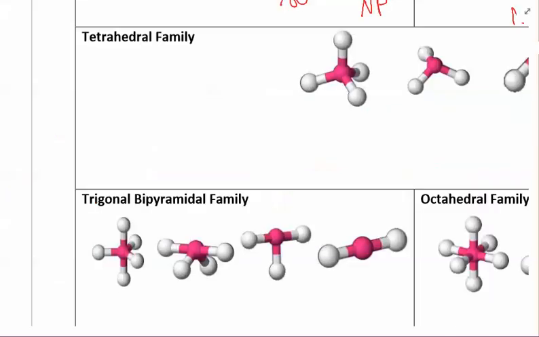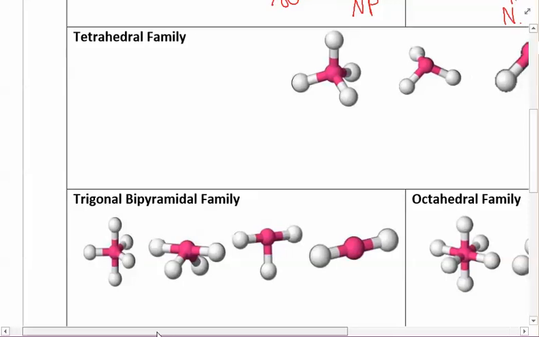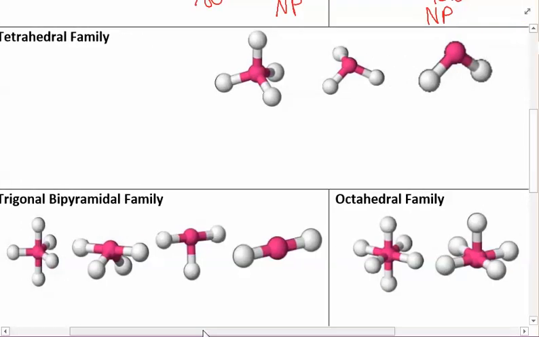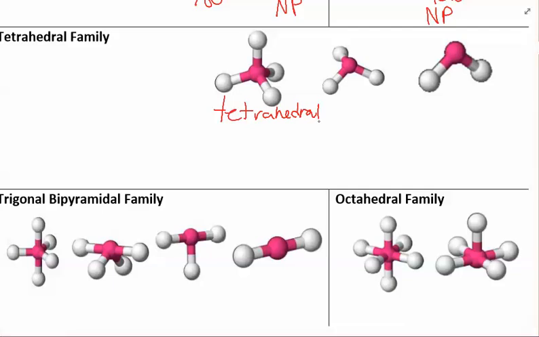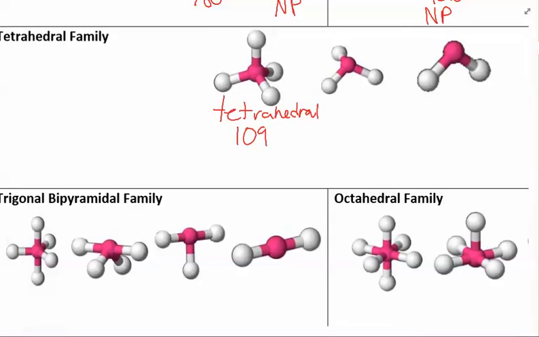Moving on to the tetrahedral family, we now have 3 members of the family. Following the pattern, the first one is tetrahedral. Remember, tetra from naming means 4, so we have 4 bonding areas in these examples. The bond angle for a tetrahedral is 109.5.